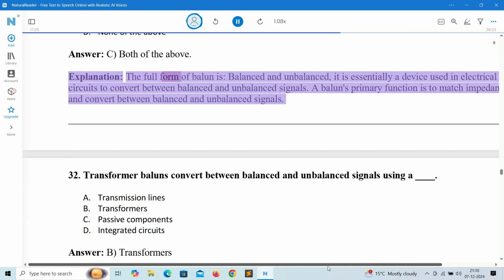Explanation: the full form of balun is balanced and unbalanced. It is essentially a device used in electrical circuits to convert between balanced and unbalanced signals. A balun's primary function is to match impedance and convert between balanced and unbalanced signals.